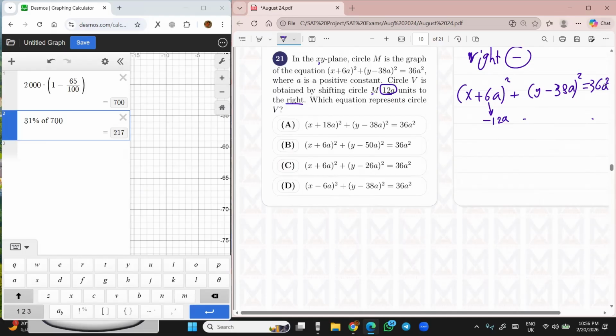So we can just write the equation of v again like this. X plus 6a minus 12a means minus 6a. 6 minus 12 is negative 6. So minus 6a all squared plus y, the same. We cannot change anything about y because moving right or left is only the concern of x. So minus 38a all squared is equal to 36a squared. So this is our equation, which is here letter D.